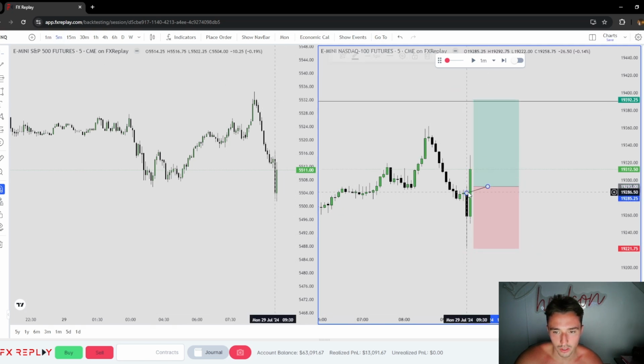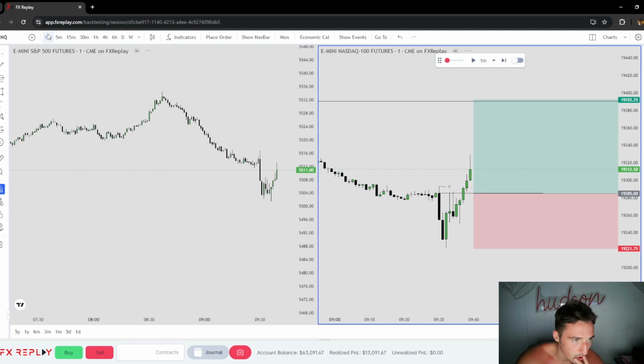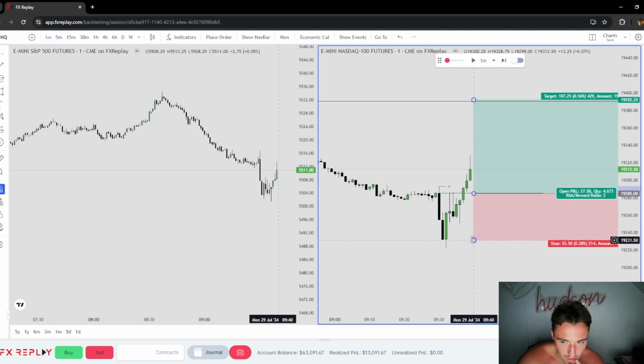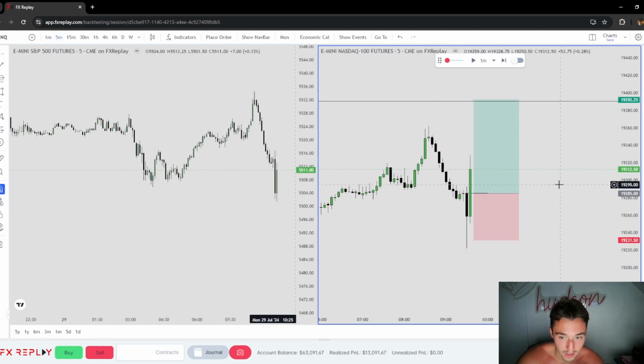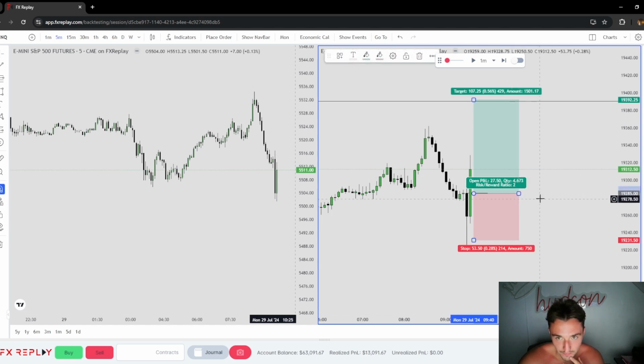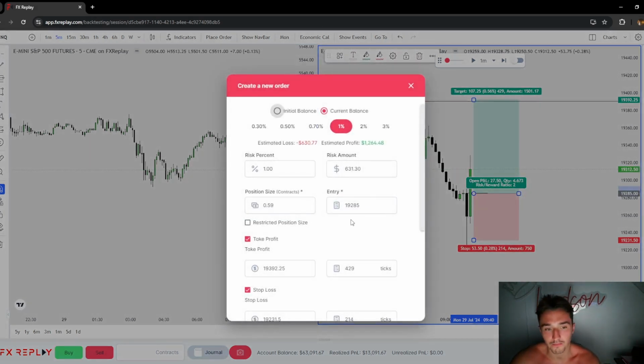Okay, I guess we could use the body. It's still not even a 2R. Dude, what is this? Why are we so volatile? That's a 2R. 53 points. Dude, you'd have to... My usual risk is about 20 points. I'd have to trade like 5 micros. I mean, I guess it's okay, right?